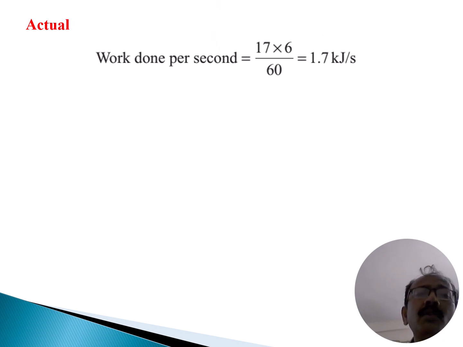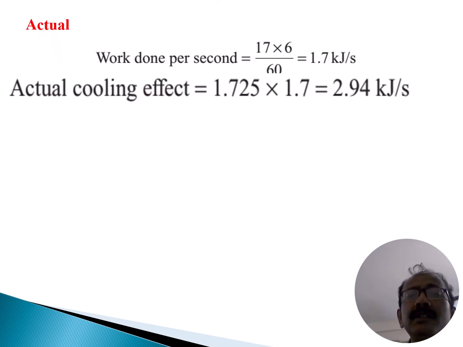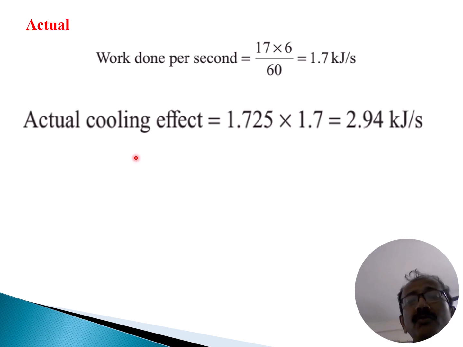Now the actual work done per second, and the actual cooling effect. So 1.725 into 1.7, that is the work done per second. So we are getting this value.